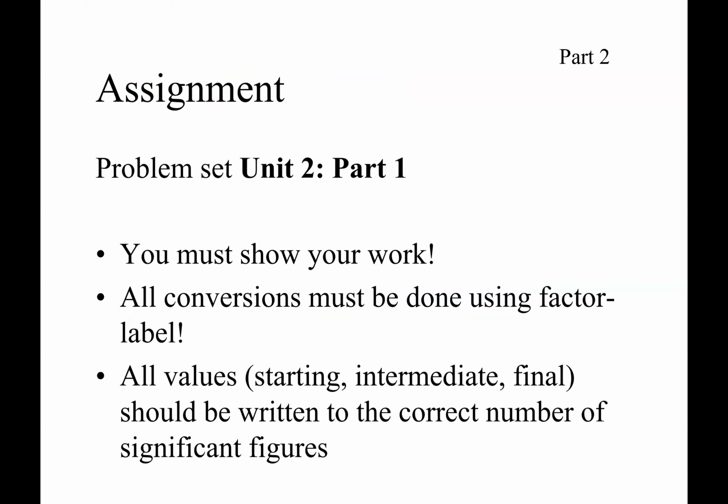Show your work. So we're not going to get all the way through it, but I want to go ahead and start in on part 2.